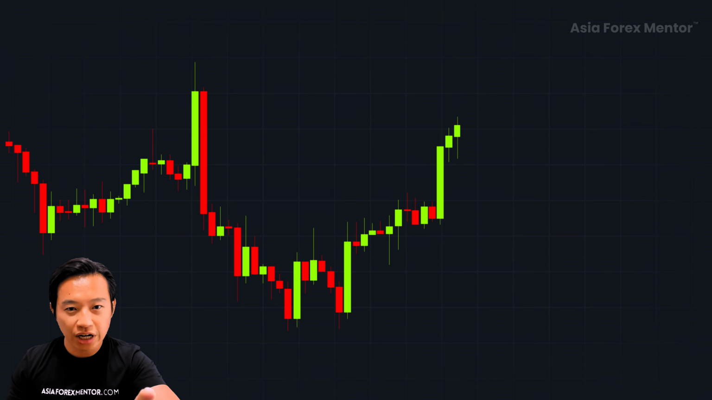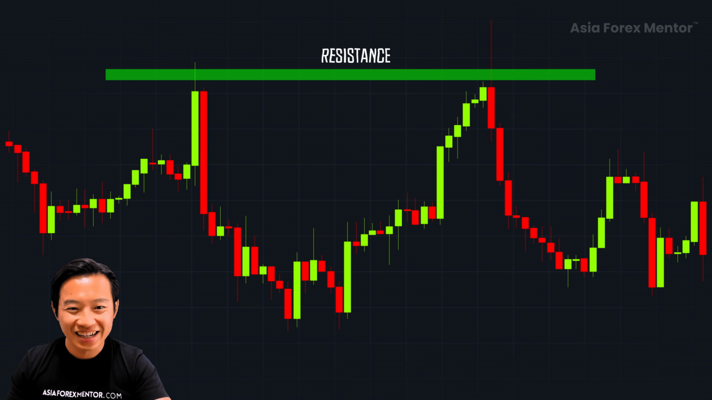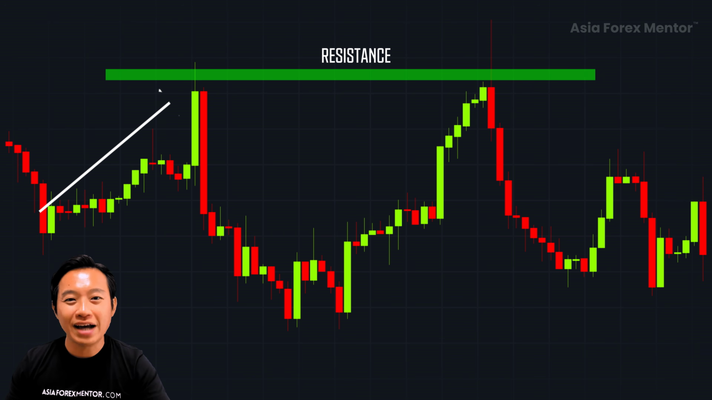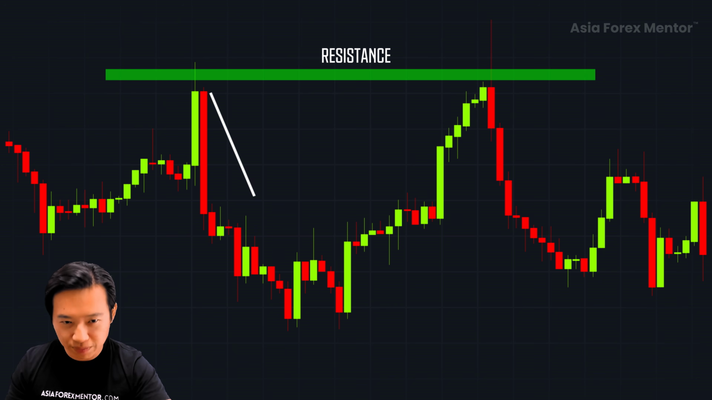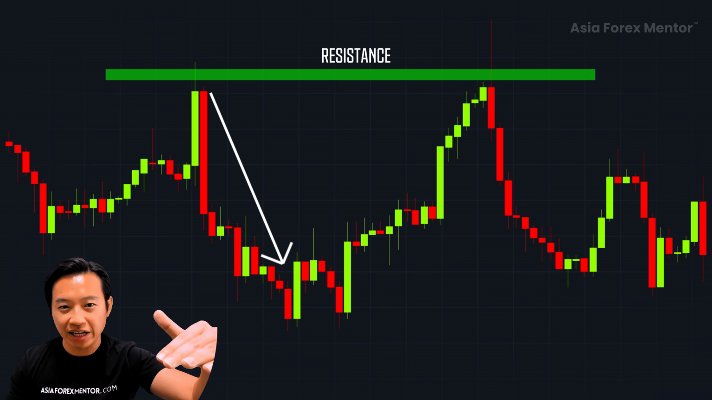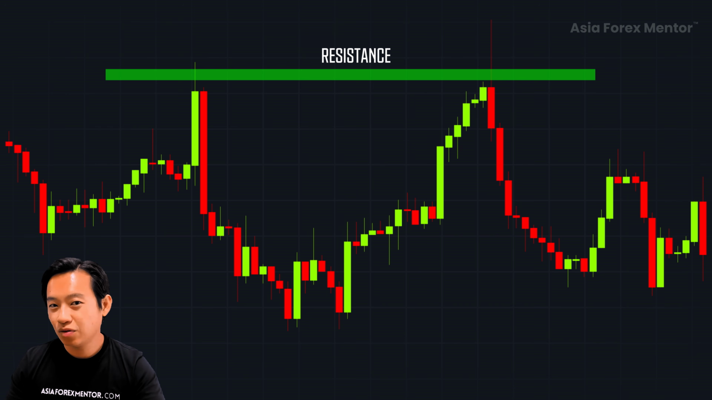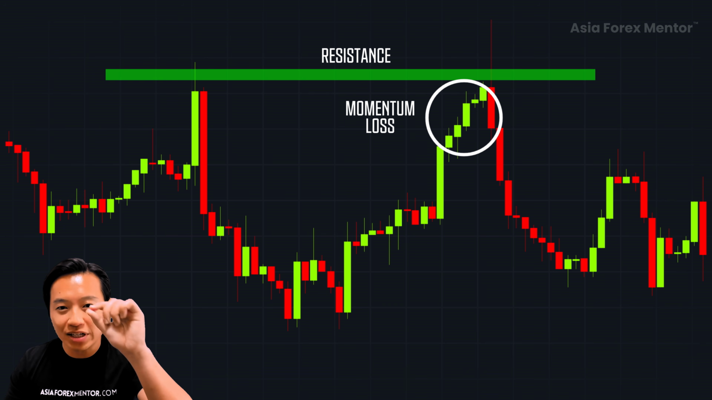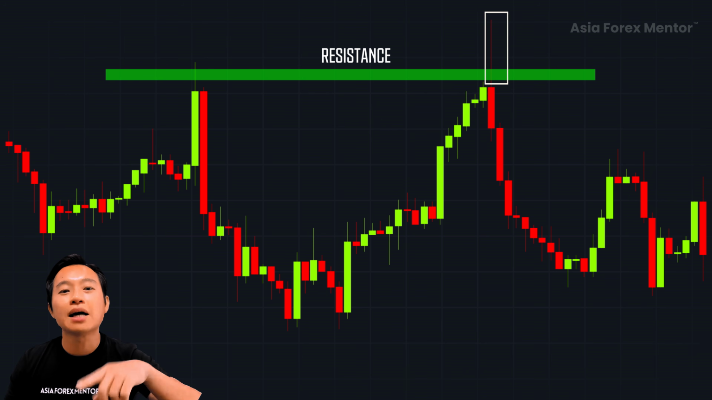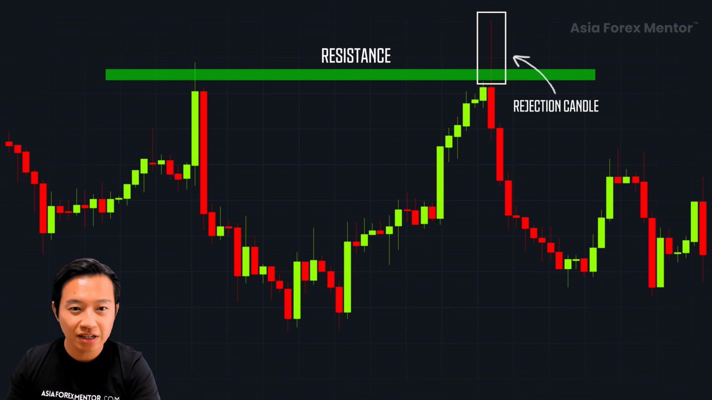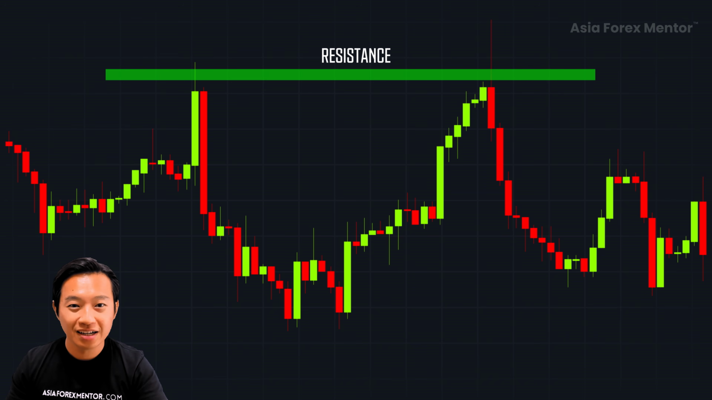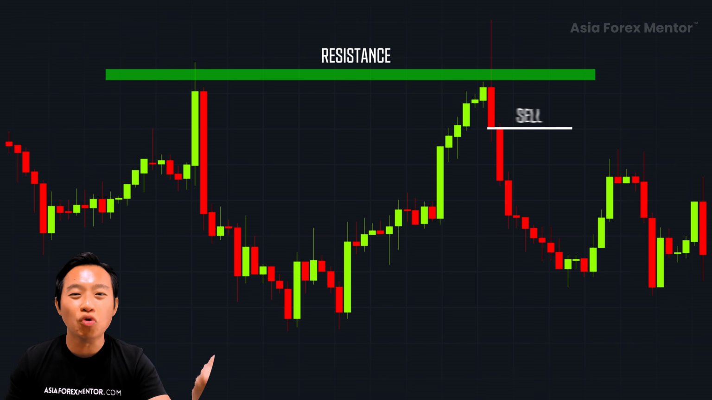Here's another one. Check out this rejection candle in action. On the left, price hits the resistance level and drops, so that's where we place the resistance level. Then when price returns to the resistance level again, we notice that the candles are getting smaller and smaller, showing a loss of momentum, plus a big rejection candle. This big rejection candle shows strong selling pressure at the resistance point. This is a great spot to consider going for a sell position.